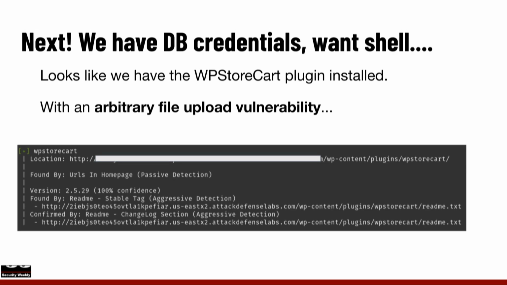So again, I scanned the WordPress instance. I found this WP Store Cart vulnerability. Well, it listed that I had this plugin, right? The WP scanner didn't say I had any vulnerabilities with it. It just said, hey, you've got WP Store Cart. We believe it's version 2.5.29 because the README was left in the plugins directory.